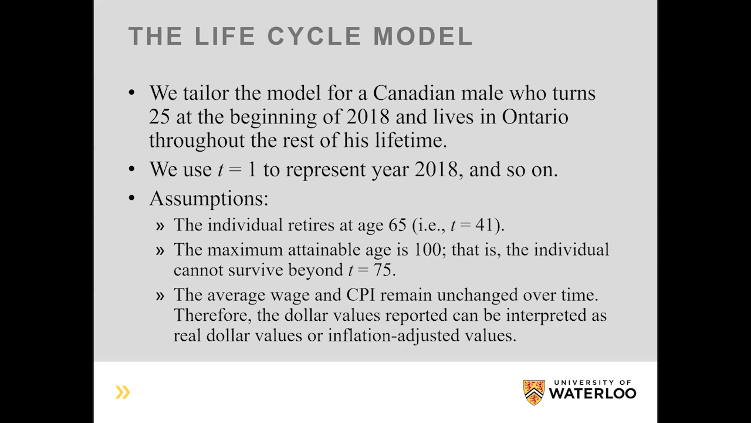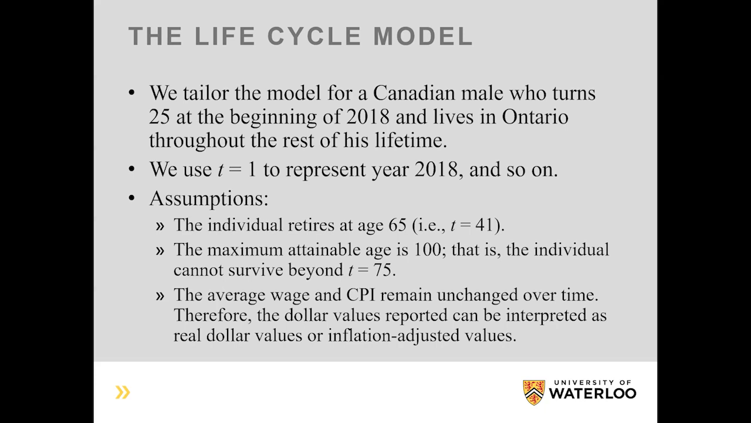The life cycle model we built is tailored for a Canadian male who turns 25 at the beginning of 2018 and lives in Ontario throughout the rest of his lifetime. In terms of notation, we use T=1 to represent year 2018, and so on.